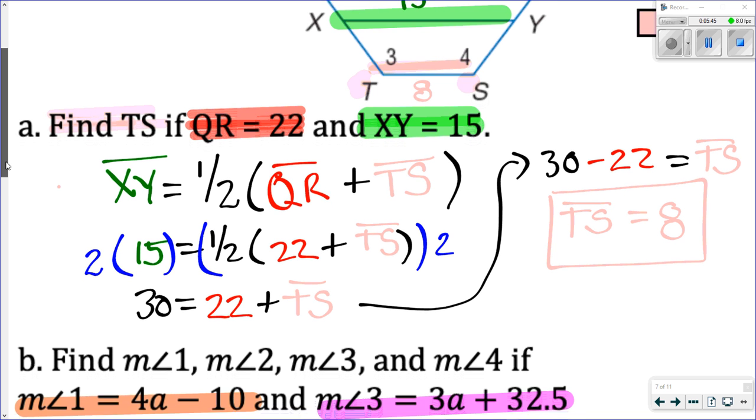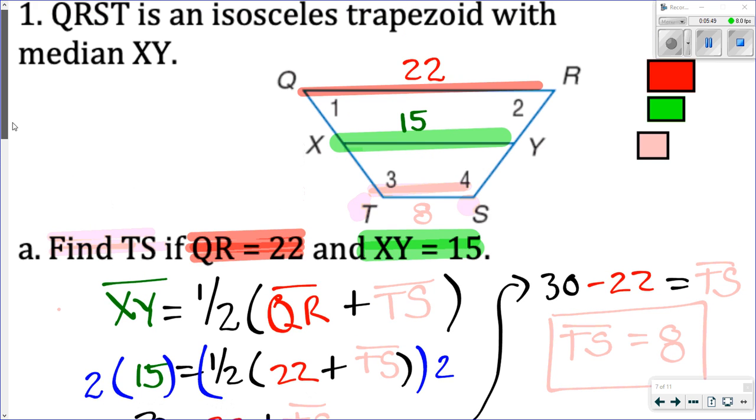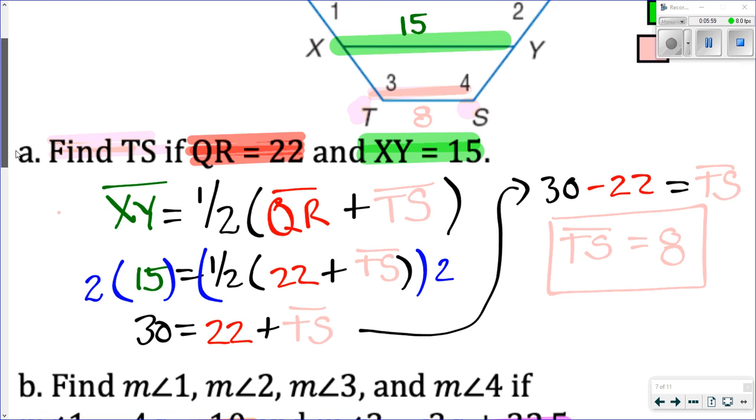Now, they want us to find angles 1, 2, 3, and 4. They gave us angle 1, which is 4a minus 10, and they gave us angle 3, which is 3a plus 32.5.